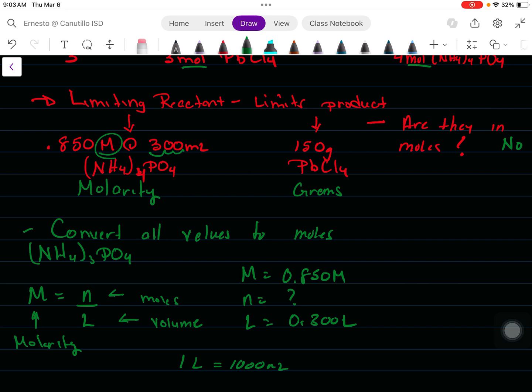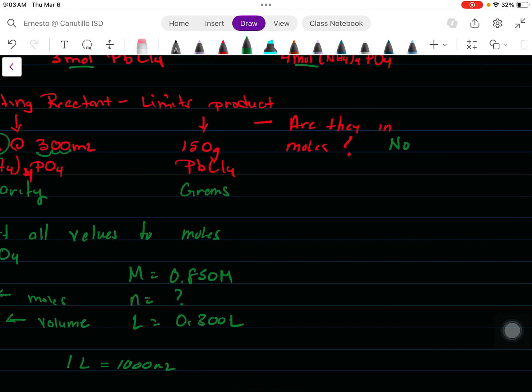Okay, so if I'm looking for N, then I'm going to take this formula and manipulate it so I get N by itself. I'm going to multiply by liters on both sides, because moles and liters are being divided, so the opposite of division is multiplication.